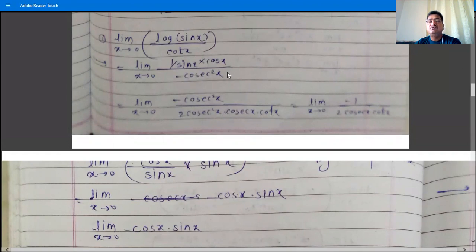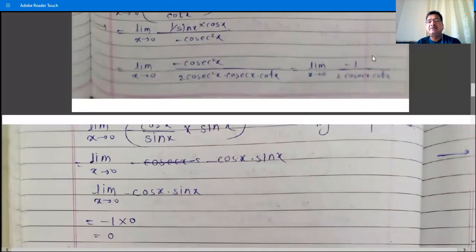Derivative of minus cosec square x is what? Minus 2 cosec x into derivative of cosec x, which is minus cosec x into cot x. So minus minus become plus, and then cosec square x gets cancelled. So we have minus 1 by 2 cosec x into cot x.